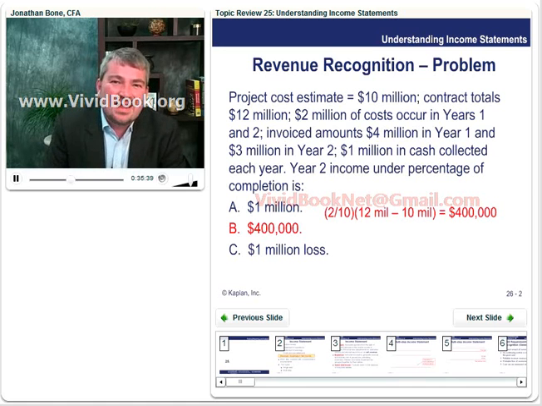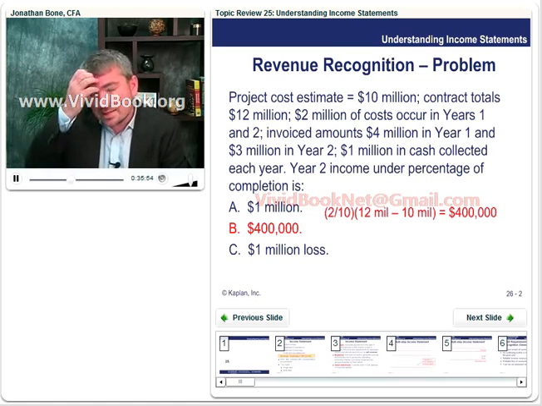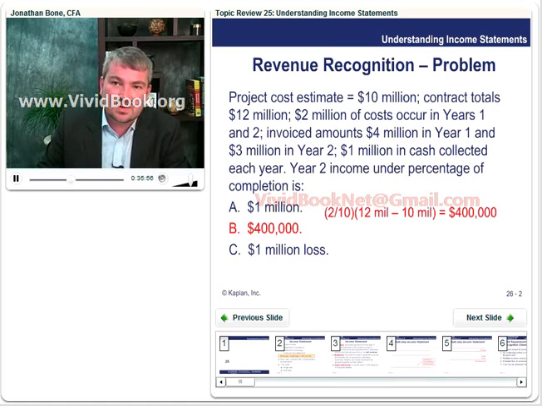Notice I've done a little bit of a cheaty shortcut calculation here. Because the reliable estimate of total cost was constant from year to year, we could have just done cost incurred in the year over total cost times profit, essentially. 12 million the contracted selling price minus 10 million the reliable estimate of total costs.